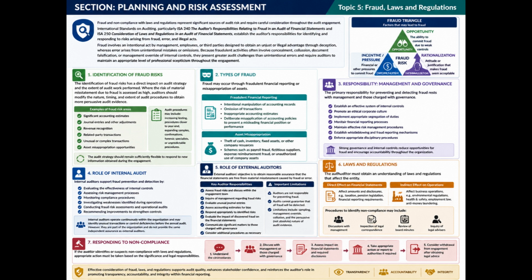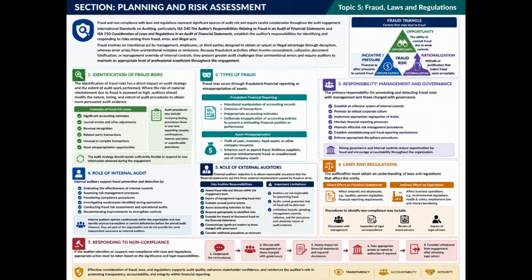The identification of fraud risks has a direct impact on audit strategy and the extent of audit work performed. Where the risk of material misstatement due to fraud is assessed as high, auditors should modify the nature, timing, and extent of audit procedures to obtain more persuasive audit evidence. This may include increasing substantive testing, performing procedures closer to the reporting date, expanding sample sizes, obtaining external confirmations, involving forensic specialists, or performing unpredictable audit procedures.